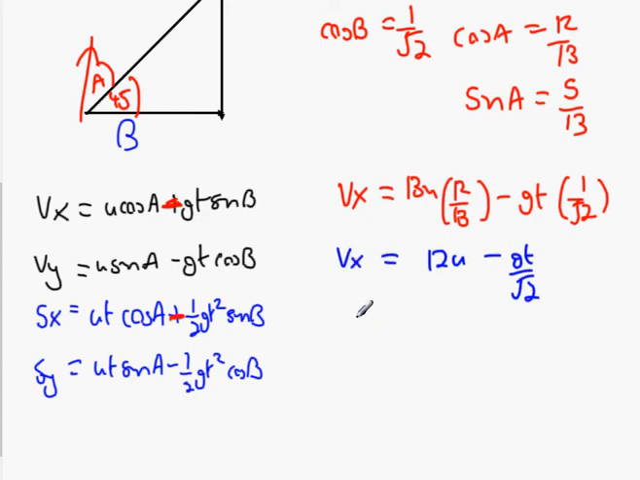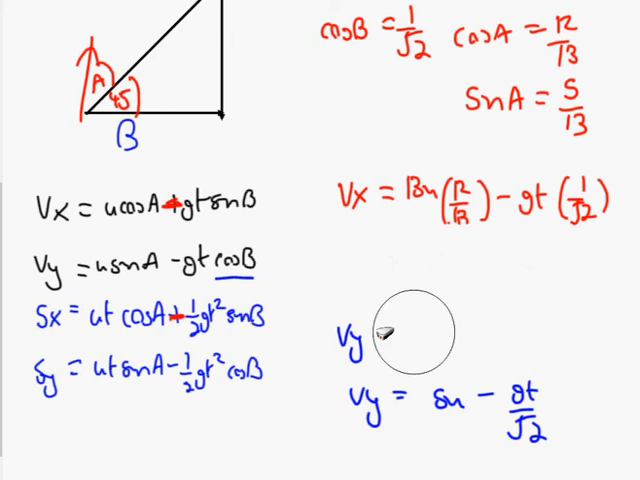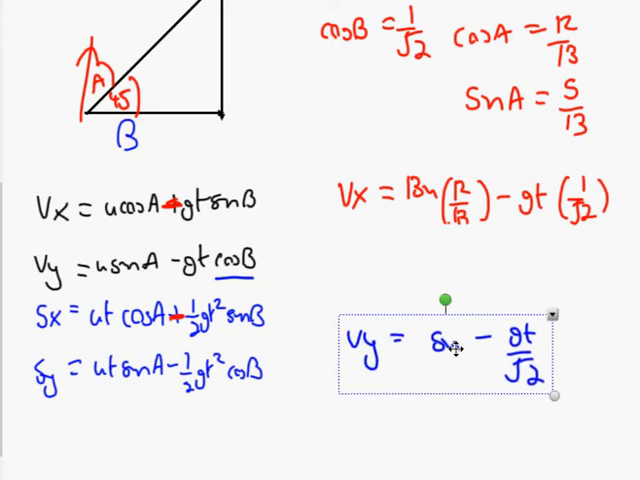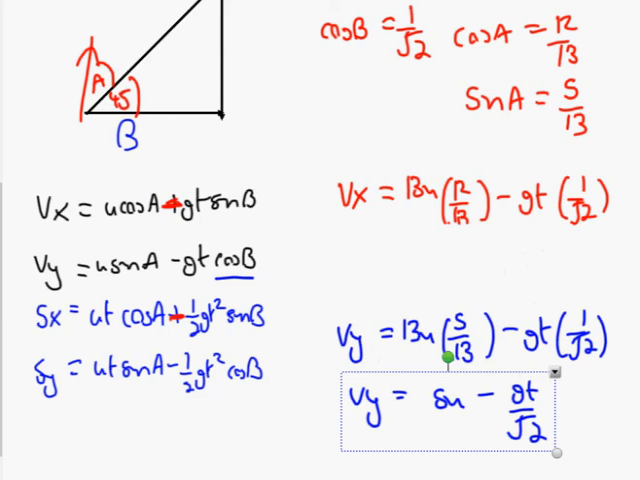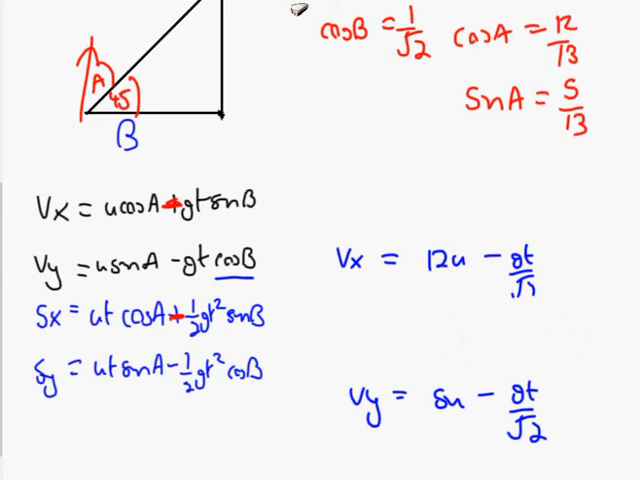That's your phi x. Your phi y is going to be 13u times sine alpha, which is 5 over 13, minus gt times 1 over root 2, because it's gt cos b. Phi y is going to get me 5u minus gt over root 2. Once I find the two, the phi x and the phi y, what can we say about the sx and the sy? Oh no, I wrote that the wrong one. There we go. So get rid of the top one, the middle one, and there's our phi x and phi y there.